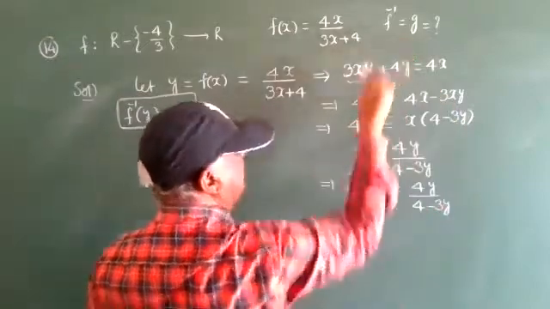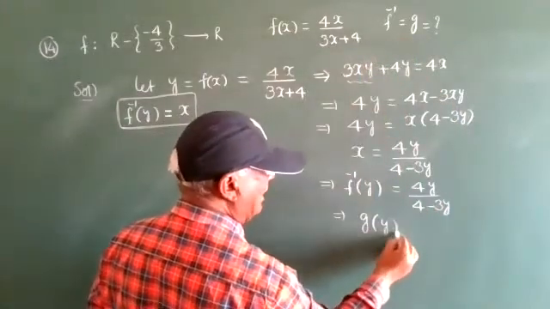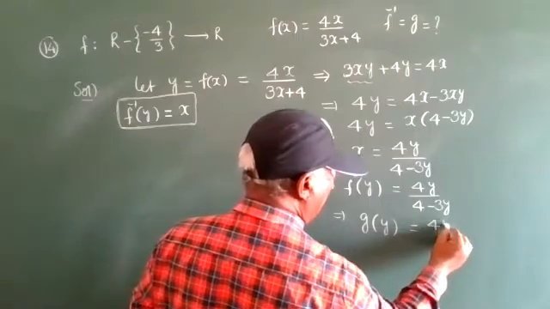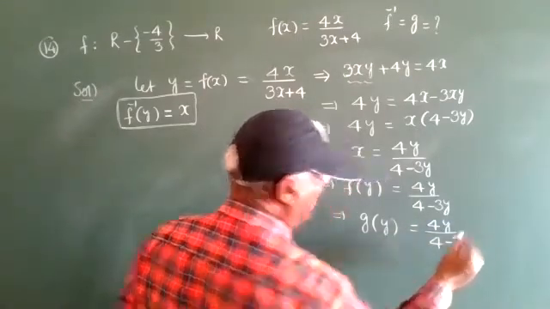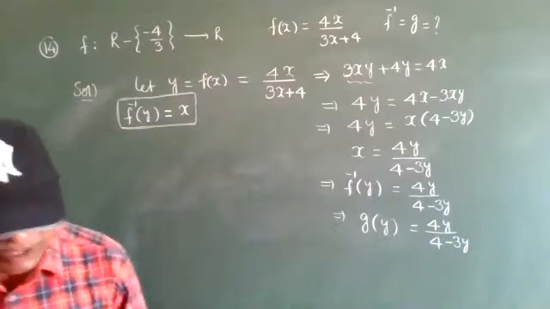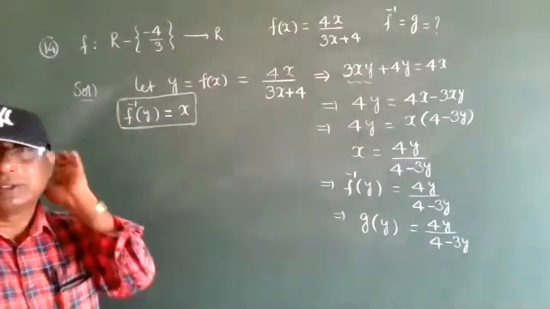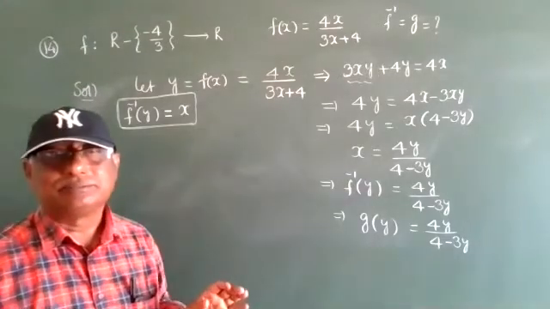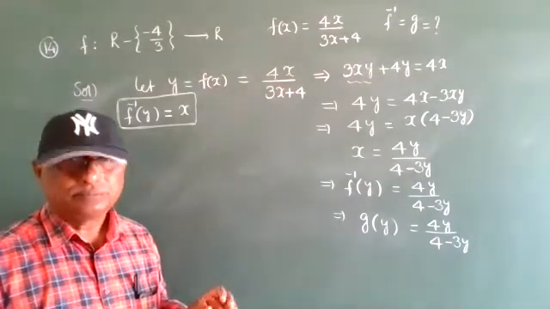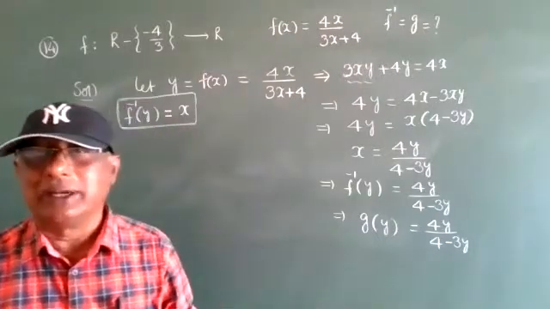F inverse is represented by g. G of y is equal to 4y by 4 minus 3y. So this answer is in option B. Is it clear, everyone? Okay? Right. This part is completed.